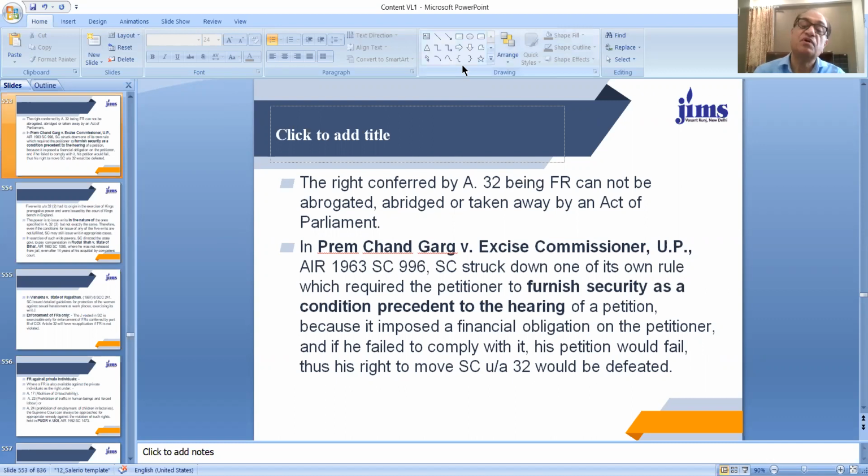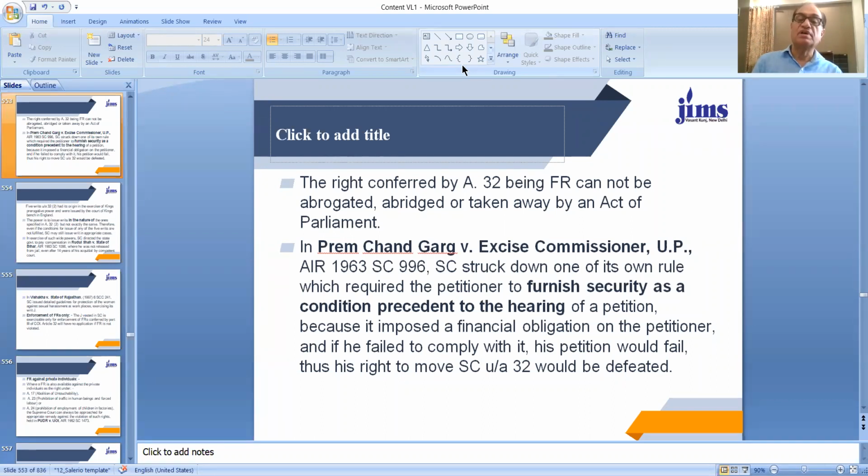You see, we have a very important leading case on this point, whether this right under Article 32 can be diminished or not: Premchand Garg versus Excise Commissioner, UP. In this case, the Supreme Court struck down one of its own rules. You see, every court has its own rules. Allahabad High Court has its own rules of procedure. Delhi High Court has its own rules of procedure. Likewise, the Supreme Court also has the Supreme Court Rules 2013 for regulating its own procedure.